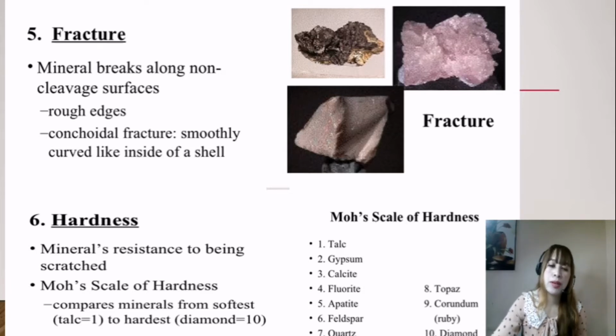Now, the most important physical characteristic of mineral is the hardness, because we refer to the Mohs scale of hardness in order for us to determine how hard or soft the mineral is. Minerals' resistance to being scratched refers to hardness. Here we have the Mohs scale of hardness, which is number 1, the talc, the softest. The second one is gypsum, then calcite, fluorite, apatite, feldspar, quartz, topaz, corundum or the ruby, and the diamond. So the diamond is the hardest of all.